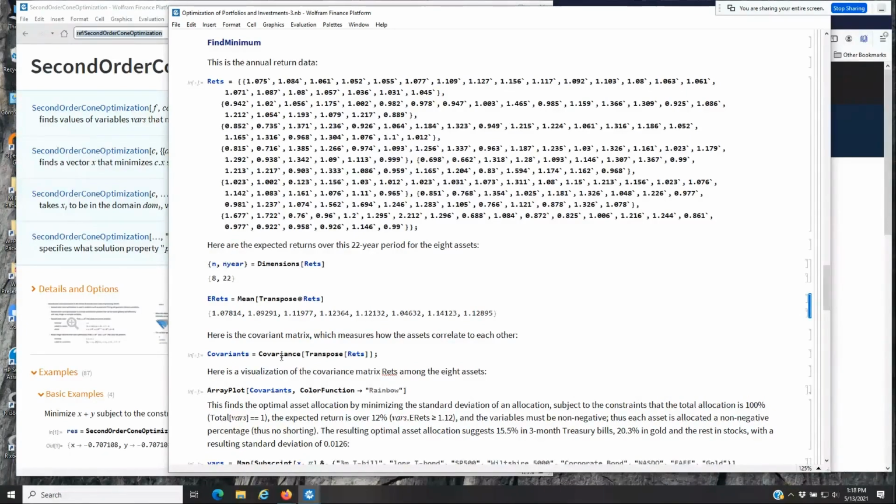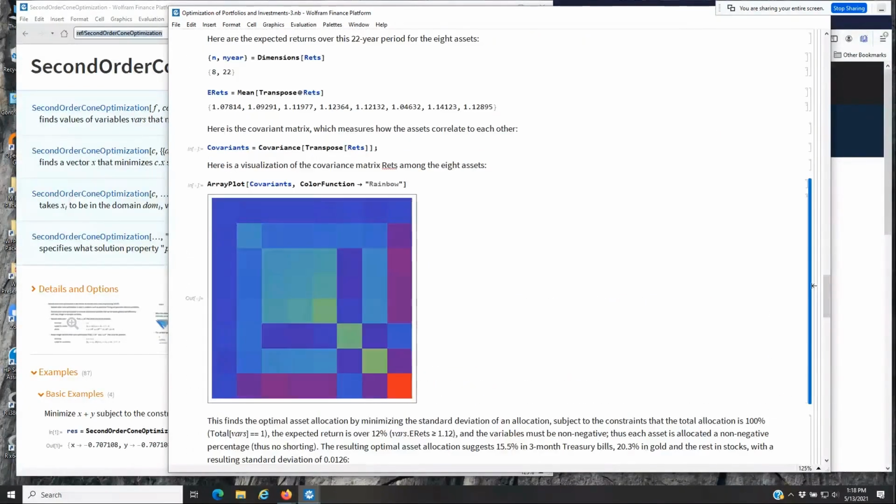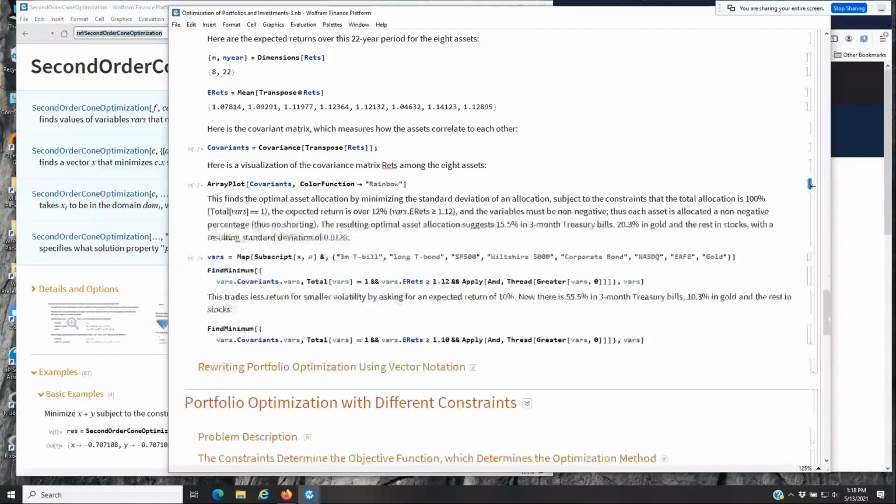And I can use the same thing. We've got a covariance function. Notice these are all built-in statistical functions in Mathematica. And I can get all of the covariance here. We can get a picture of this rather than the numbers to see how it's going and what is the overall structure of our array of covariance.